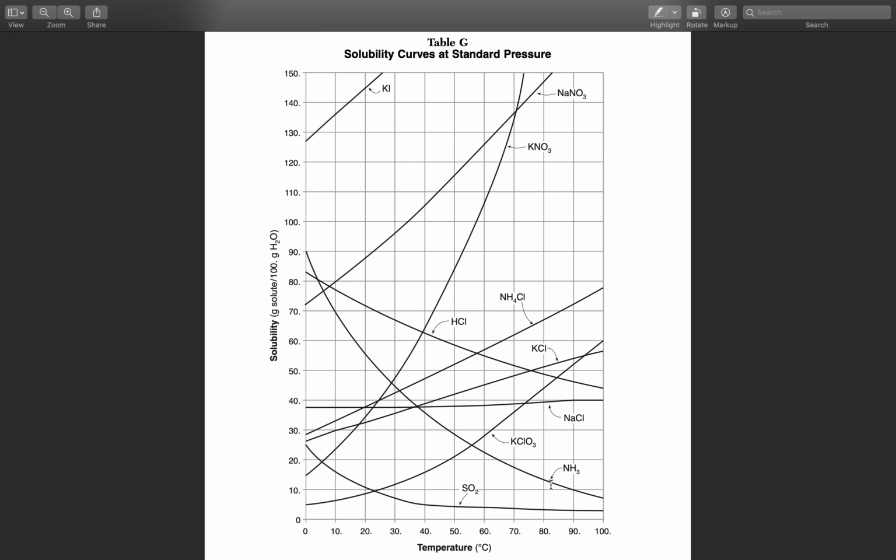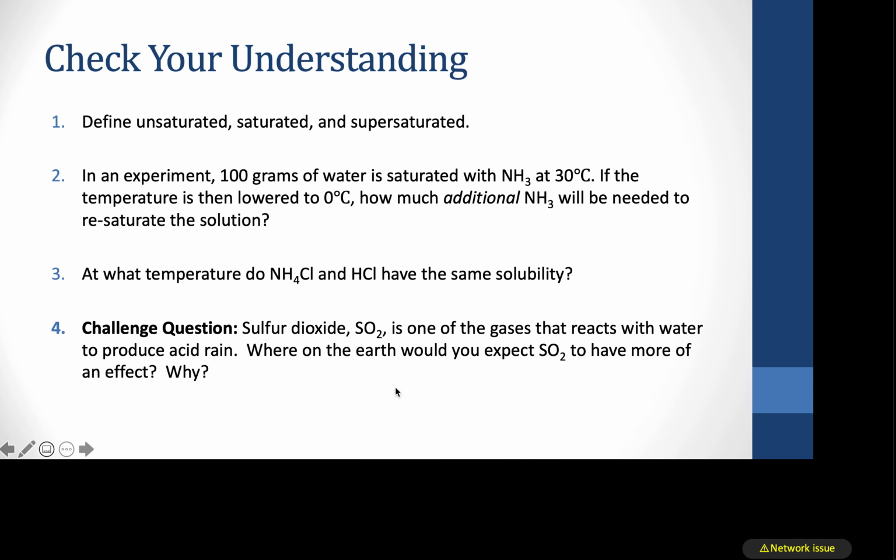NH3 is here, 100 grams of water, that's our thing. 30 degrees, I go up to the line, it's a hard one to see. 30 degrees, NH3, so like right here. So that's 45 grams. Okay, so I'm going to write that down actually, right?